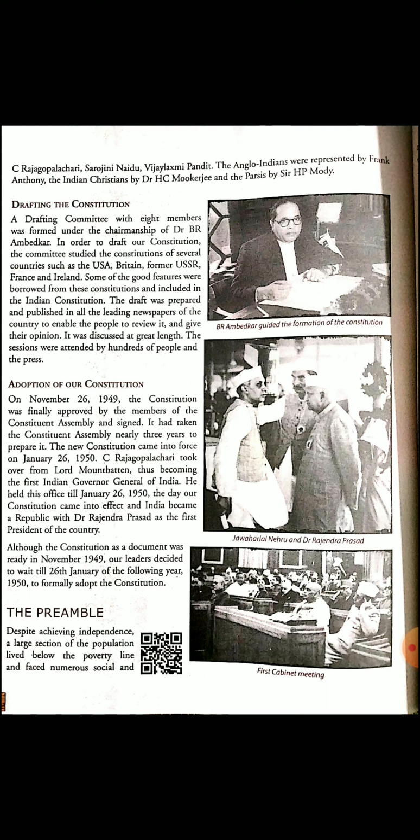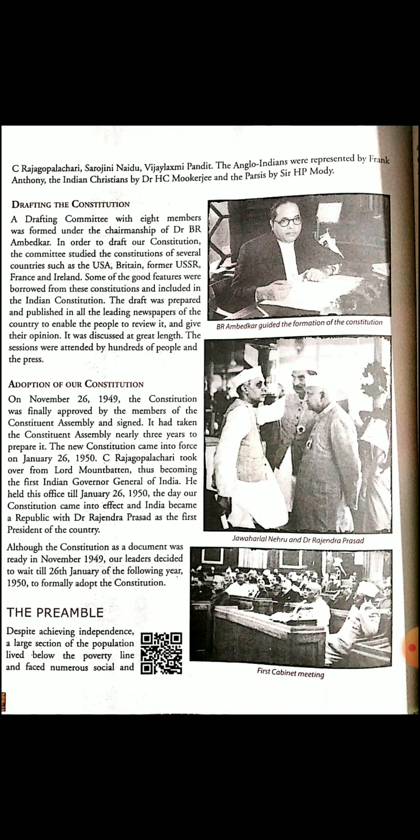Now, the main duty of the drafting committee was to make a rough document of the constitution. In order to make a rough statement of the constitution, the members of the drafting committee studied the constitutions of different countries like USA, France, etc. Before they started writing the draft of the constitution, what did they do? They studied the different constitutions of nations, for example France and USA, properly, and then they borrowed the good features from the constitutions of those countries and included them in the constitution of India.